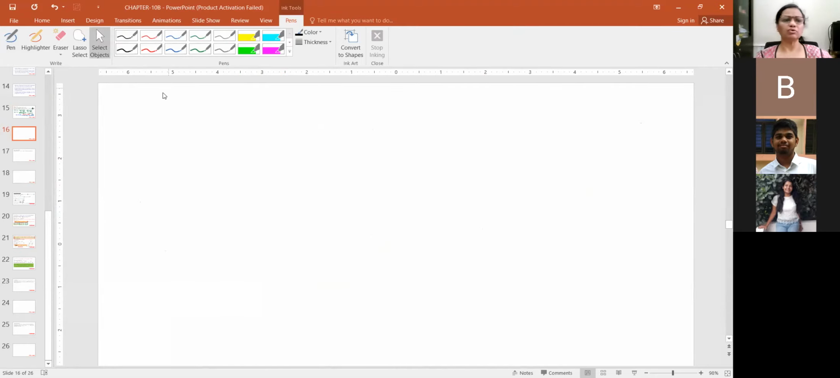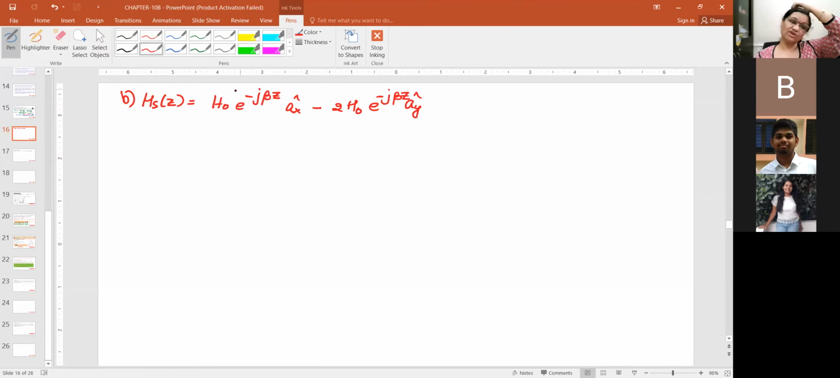What we have to do is, let me just write the equation looking at my paper. Hs of z equal to H naught e to the power of minus j beta z along the ax cap direction, then minus 2H naught e to the power of minus j beta z along the ay cap direction. If you are sufficiently smart, by just looking at this itself, you can see that there is no phase difference between the x and the y component. And you know that when delta equal to 0, when there is no phase difference, it has to be linear polarization. But when you write in an examination, don't write it this way.